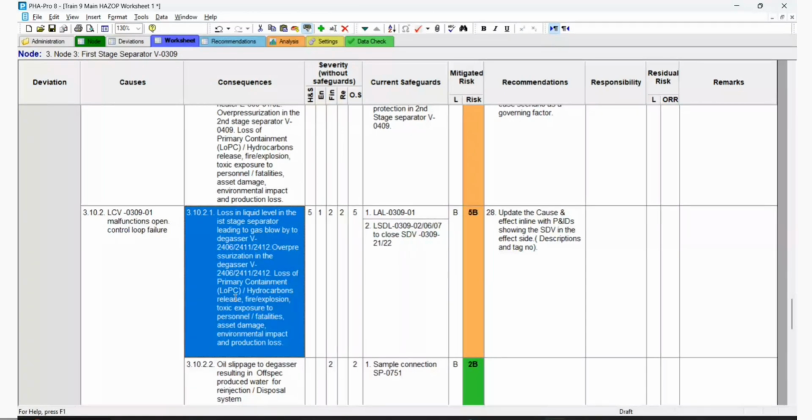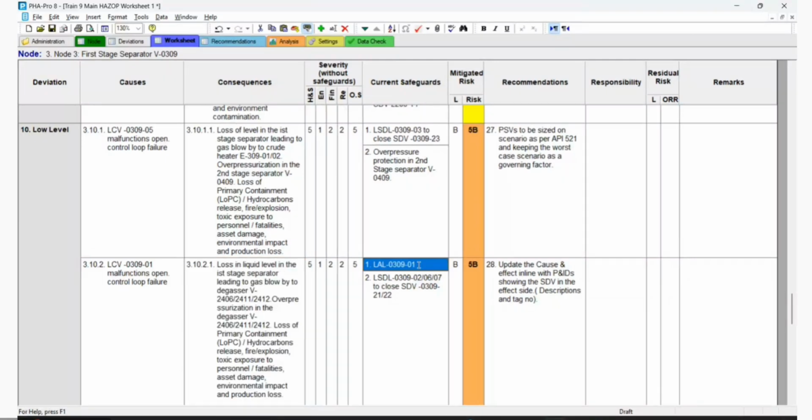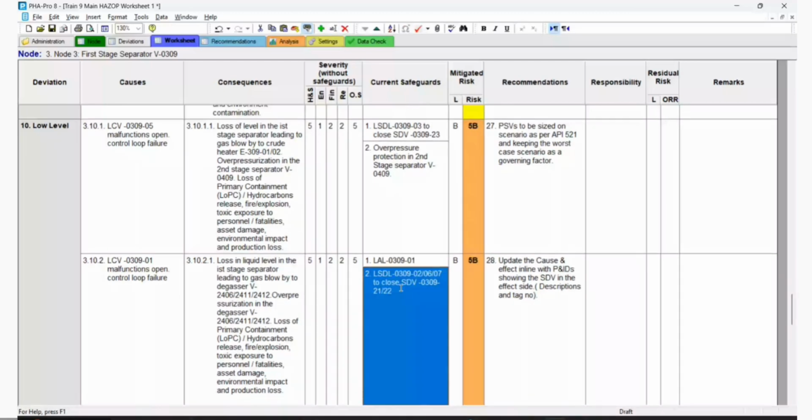See, consider safeguard as LAL, right? LAL 030901. Correct. This is IPL, right? Not see, in IPL we don't say IPL. We say safeguard. Yeah, correct. In Hedgehog, if you say go, yeah, correct. In ASAP, it is a safeguard.